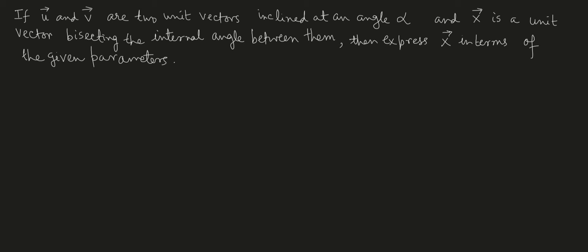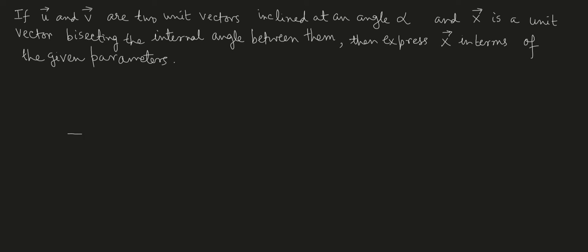If u and v are the two unit vectors inclined at an angle alpha and x is a unit vector bisecting the angle between them, then express x in terms of the given parameter. Here they have given that u and v are two unit vectors. Keep in mind that these are unit vectors.